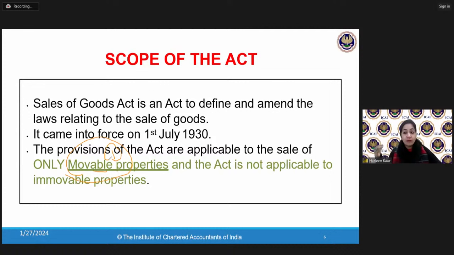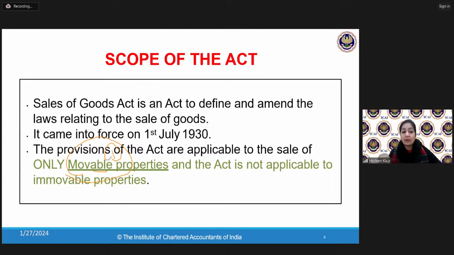Machinery can be moved from one place to another. The goods that you buy at the grocery store, your sweets, chocolates, biscuits, everything that you purchase. You place your order online for pizza delivery. So the pizza guy comes and the Zomato guy comes and gives you the delivery. That is movable goods. All these goods which can be moved from one place to another, sale of goods is applicable.